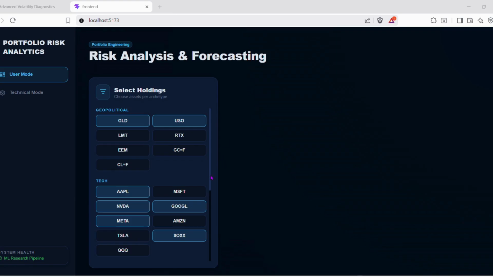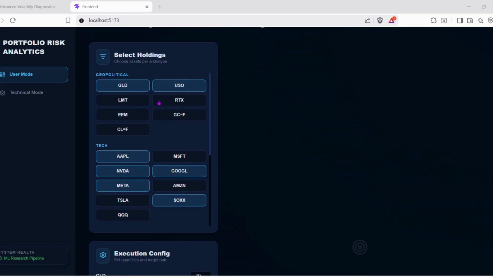So right now, on the first page, we have two modes: user mode and technical mode. User mode is more centric for any layman trying to figure out what kind of analysis will be given, and will be very action based. Technical mode will be in more detail, trying to understand the working of the project from a data science pipeline perspective. So right now, with the user mode, we can first select the kind of portfolio that we have.